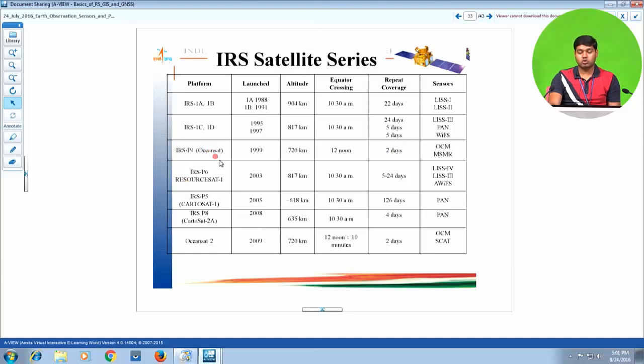Then OceanSat was launched in 1999 with an ocean color monitor and a multi scanning microwave radiometer. These are actually useful for oceanic application or coastal studies. Then Cartosat 1 was launched in 2005, which was able to give you stereo data with 2.5 meter spatial resolution. Then Cartosat 2A was launched with very high spatial resolution, less than 1 meter. Then OceanSat 2 was launched in 2009 with an ocean color monitor and scatterometer.